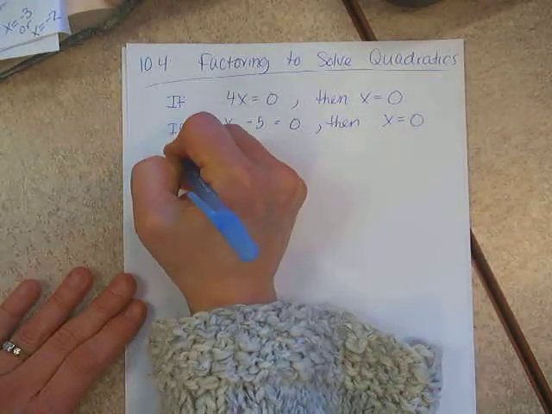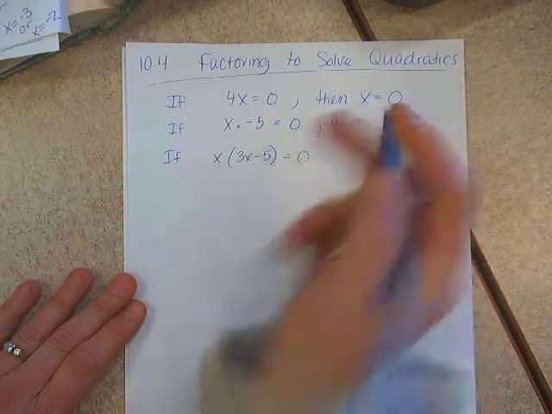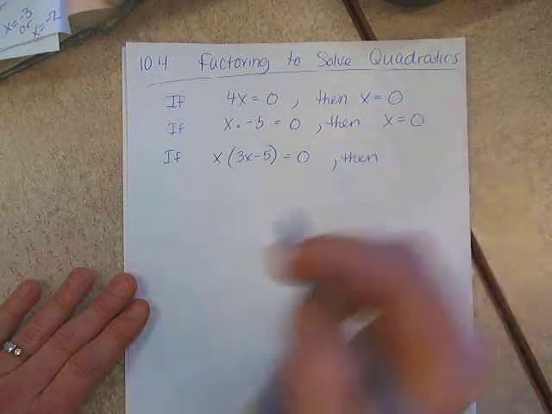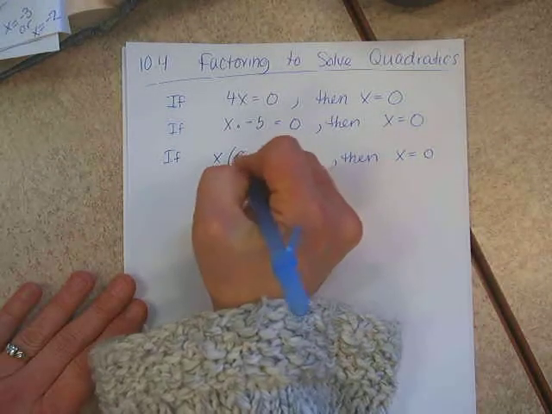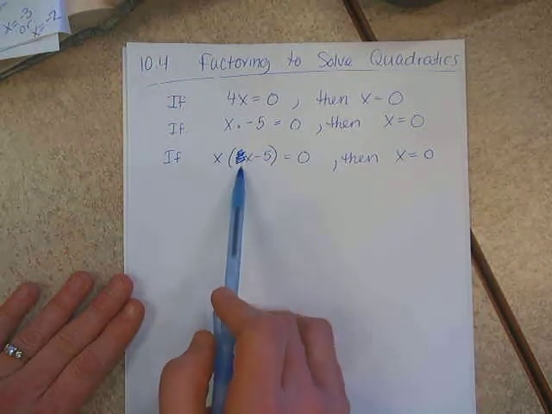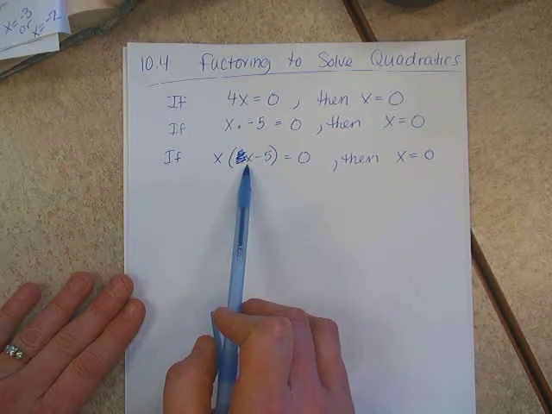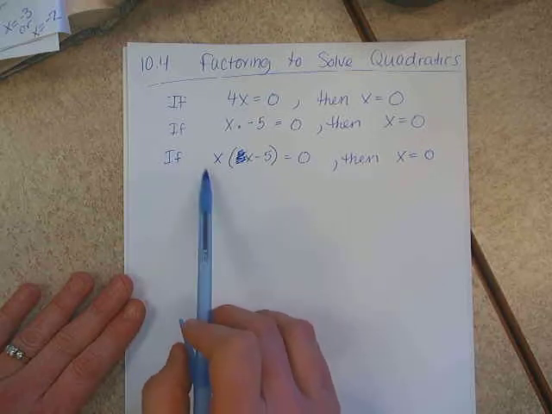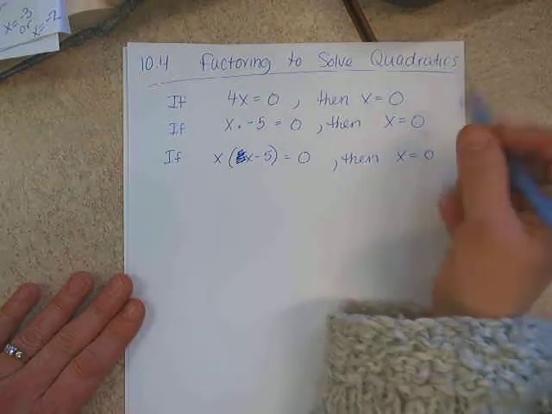Okay. So let's expand that a little bit. If x times 3x minus 5 equals 0, then x is 0. Here, let's take out the 3 a minute. That'll make it easier. Then x could be 0, but could x also be 5? Because if x is 5, wouldn't it make this 0? Yes? Well, it could be 0, but what if it's 5, then this would be 0, which still would make this true, right?